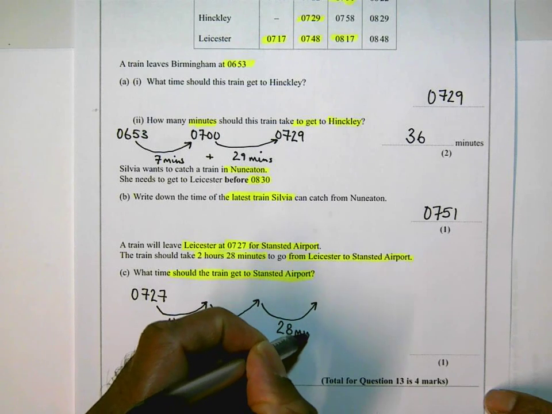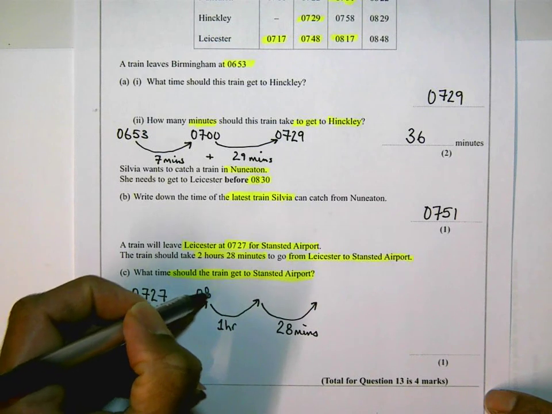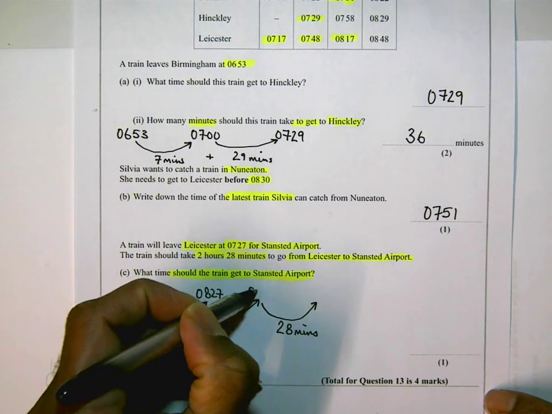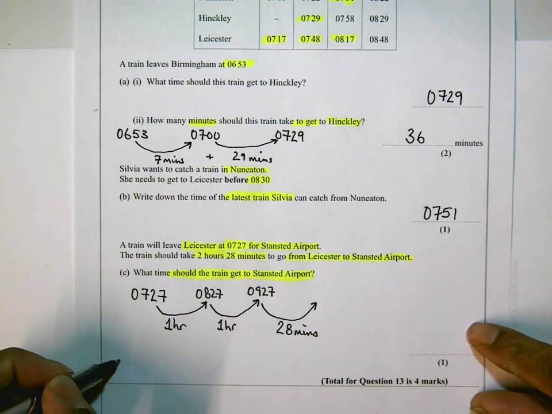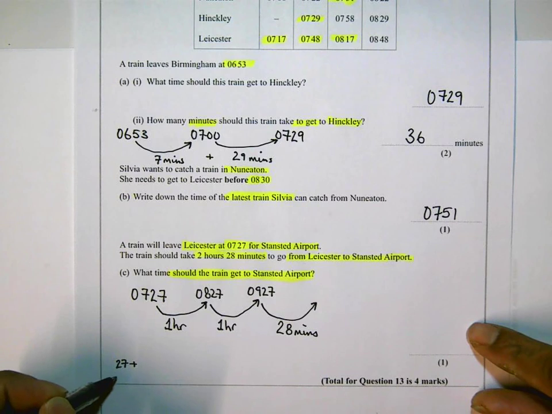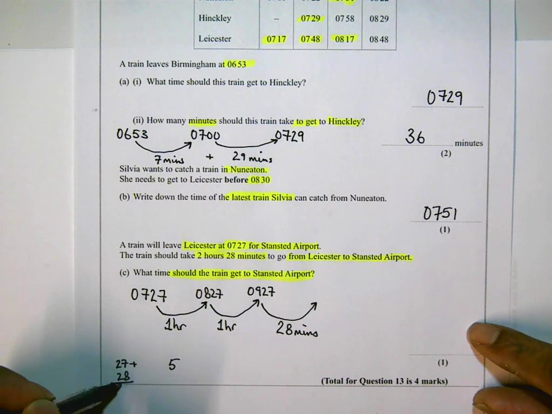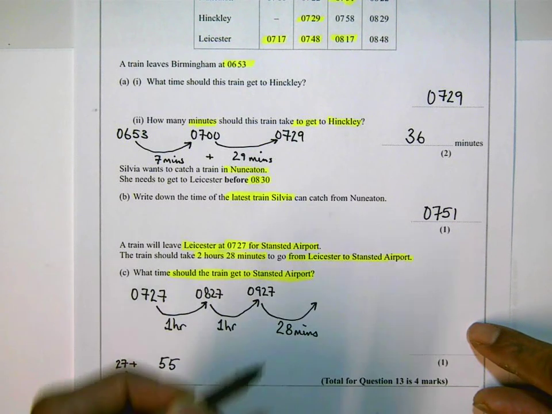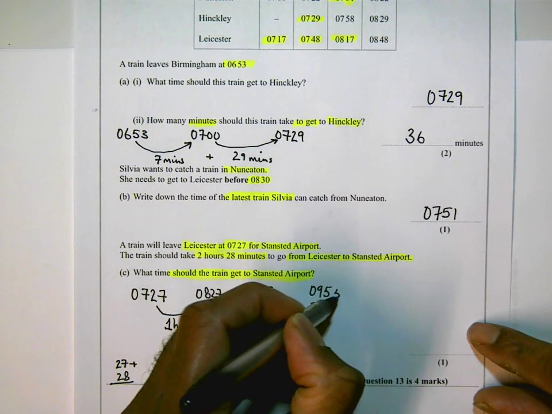So 7:27 after an hour, that's 8:27. After another hour, that's 9:27. And now I need to add 28 minutes to that. So I could go off to one side and say 27 add 28, or you could try to do it in your head and work through it systematically. 7 add 8 is 15. Carry 1. 2 add 2 is 4, and 1 is 5. So that is going to take me to 09:55.